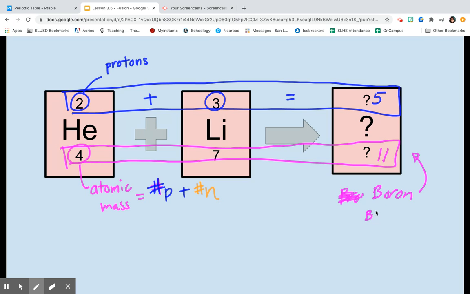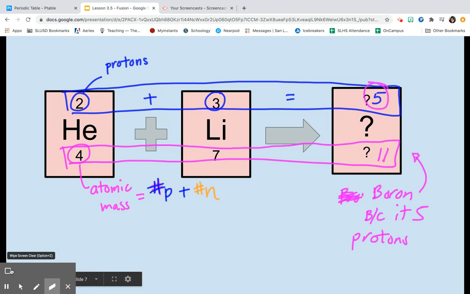Right? How did I know that? Because it has 5 protons. Right? Symbolized by this top number, 5. Let's try another one.